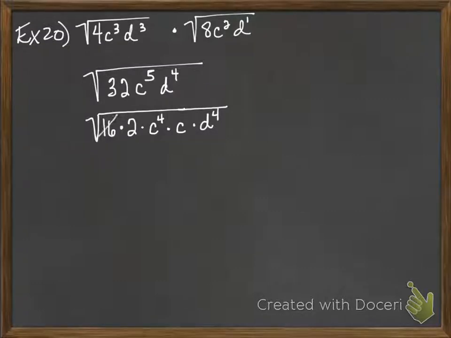So the square root of 16 is 4. What times itself 2 times is c to the fourth? C squared. Good. So bring out c squared. What times itself 2 times is d to the fourth? D squared. That's what's going to be outside. On the inside, you're going to be left with just a 2 and a c. Whatever you didn't mark out, that's what's left under the square root. That's why it's a good idea to mark out what you're going to take the square root of so you can see what's left.